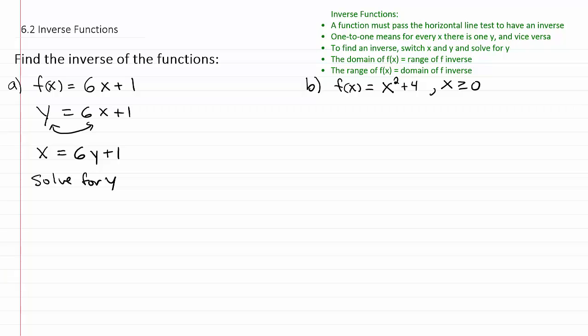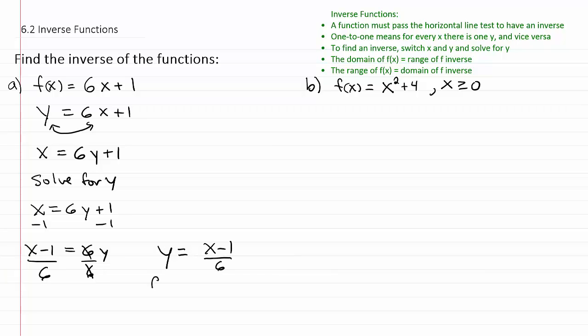So to solve for y, we take x equals 6y plus 1. We subtract 1 from both sides, giving us x minus 1 is equal to 6y, and then we divide by 6. And so we end up with y is equal to x minus 1 over 6, or in other words, f inverse of x is equal to x minus 1 over 6. And that's it.